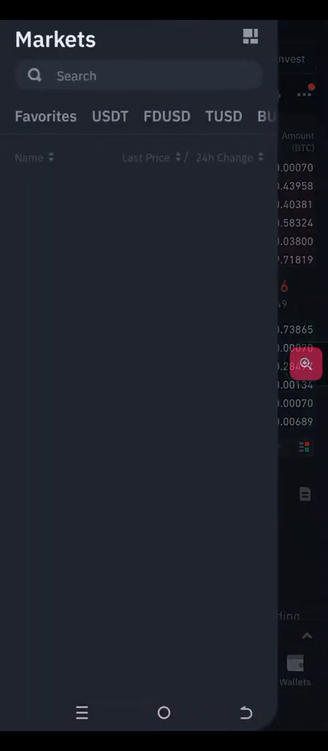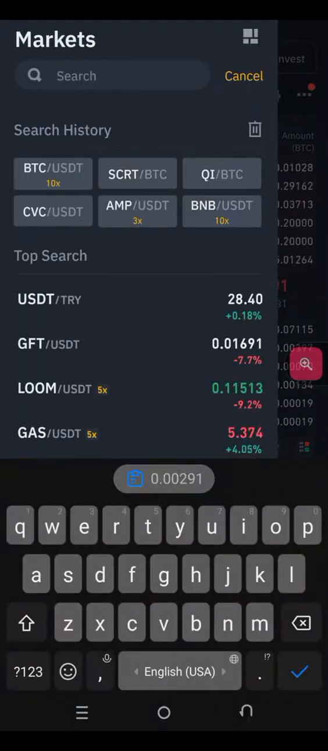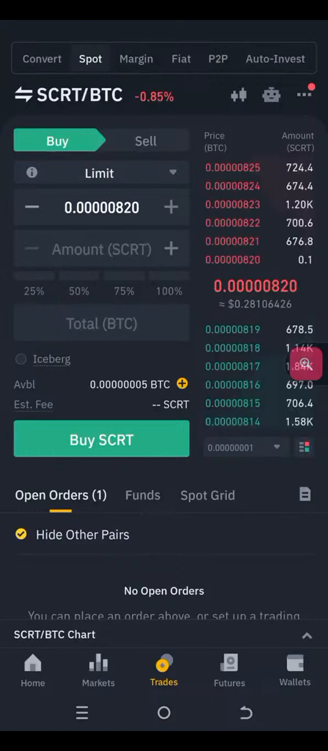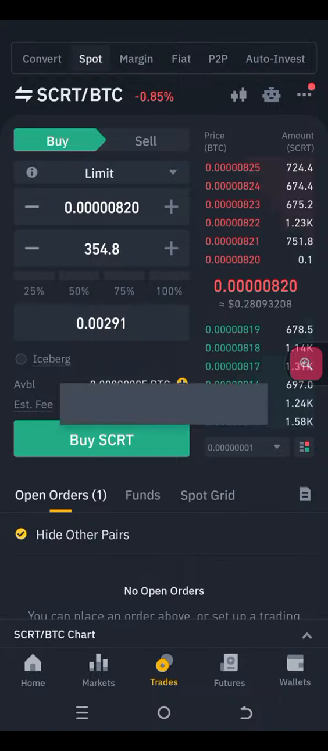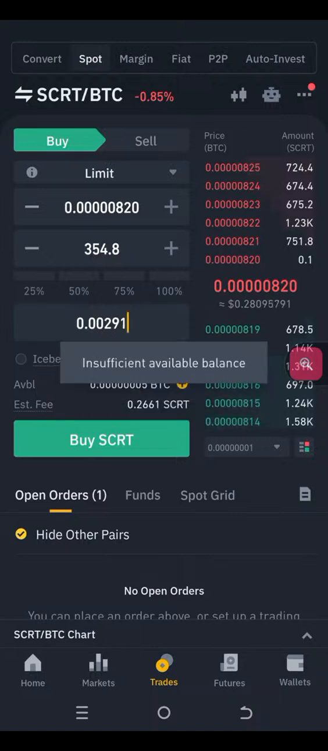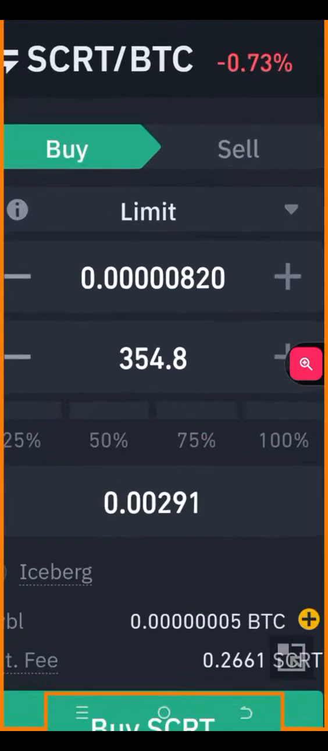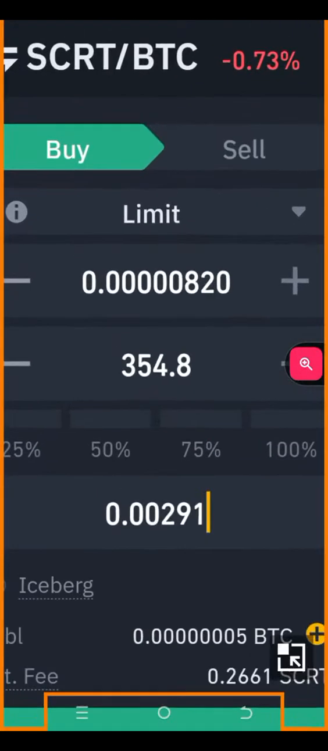Would we make profit with this? Definitely, but how is it going to be? Are we going to be able to make profit immediately? Let's check it out. So we're at SCRT, and all we have to do now is buy SCRT with BTC. So all we just have to do now is place the BTC here, as you can see, and then we can pick up 354.8. Remember that, 354.8. So let's copy that.